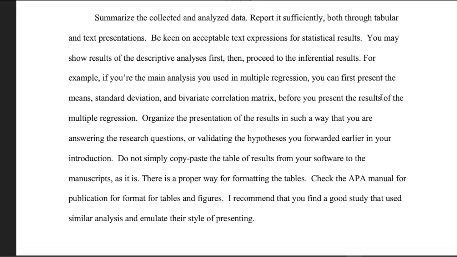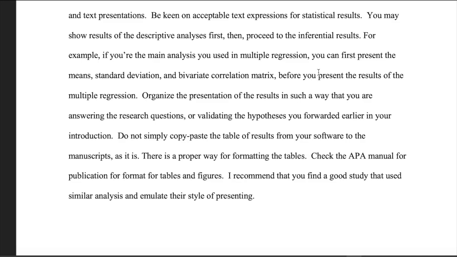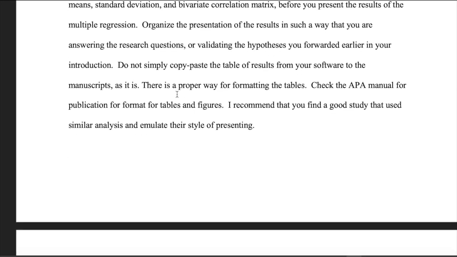And then afterwards, you can proceed with your inferential results. These are the result of the analysis that is intended to test your hypothesis. Other reminders: organize the presentation of the results in such a way that you are answering the research questions. Do not simply copy and paste tables from your software.